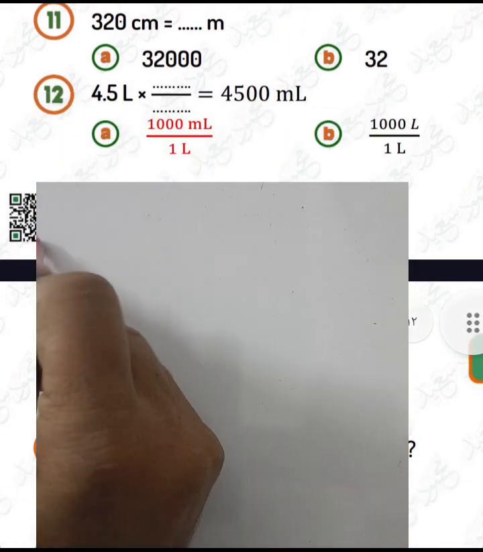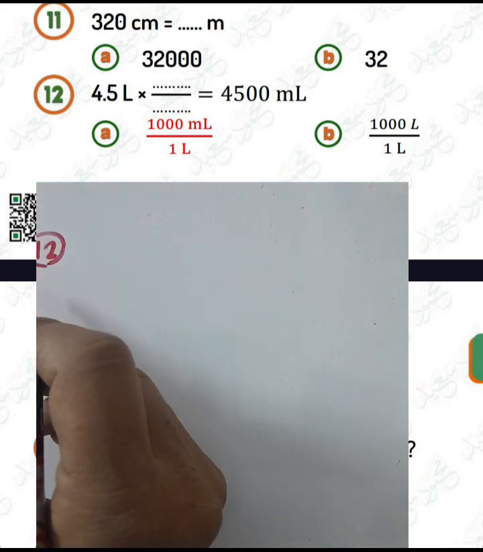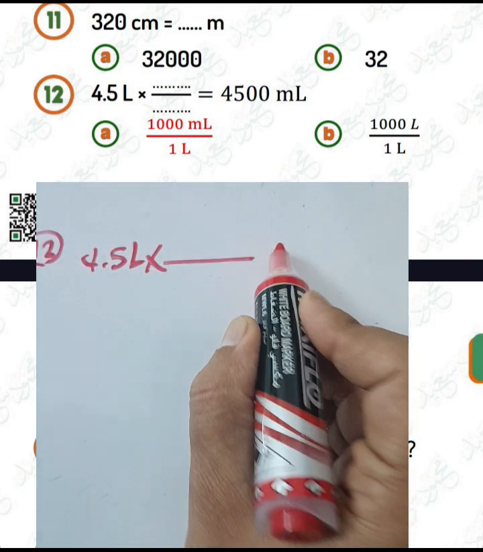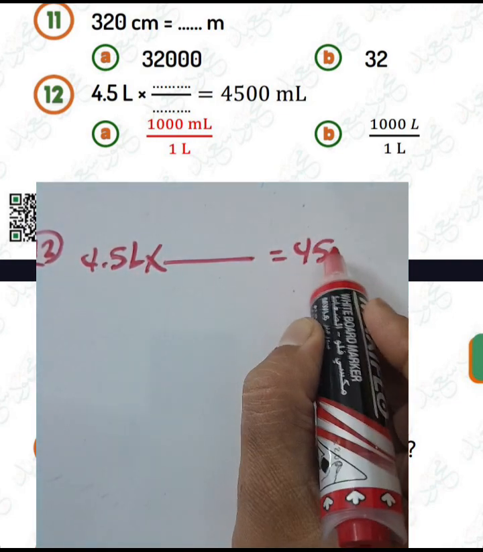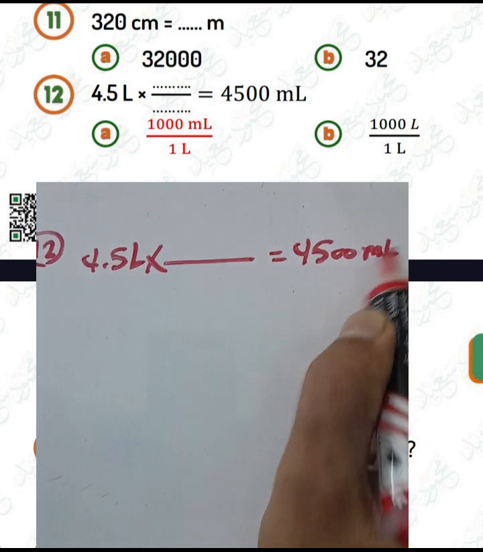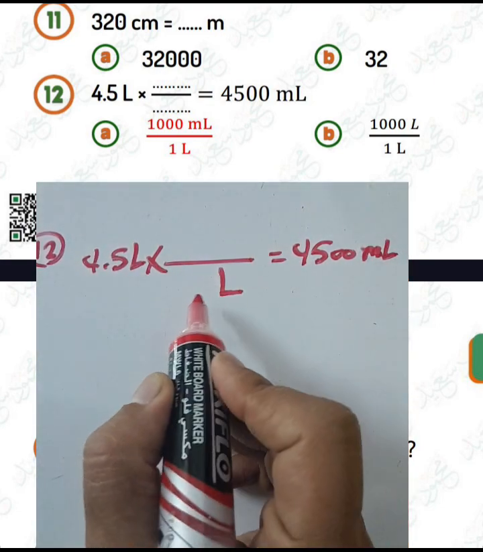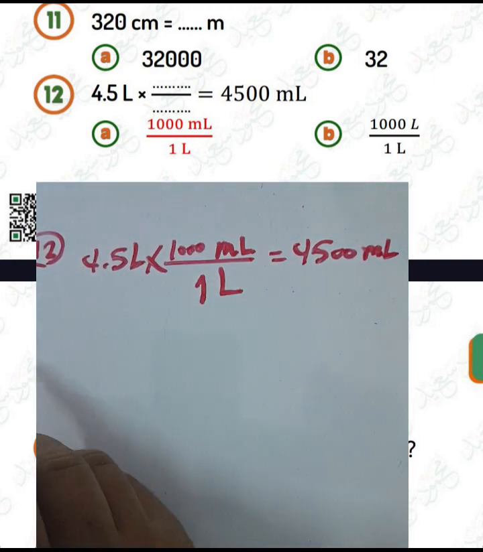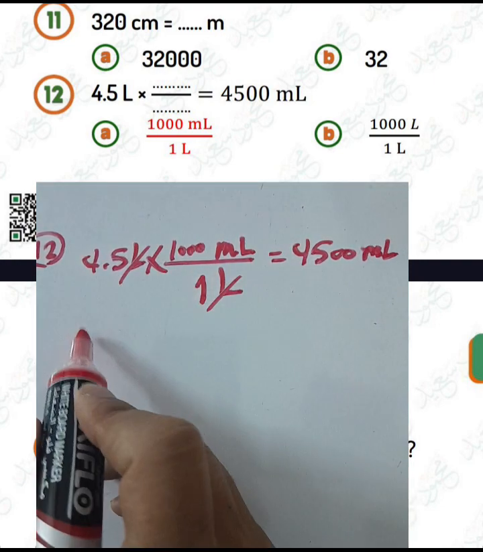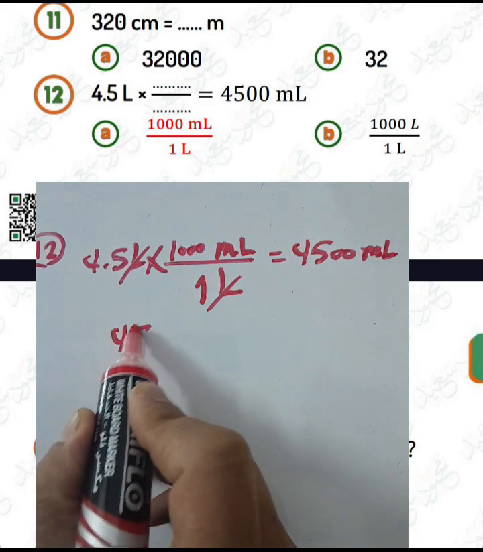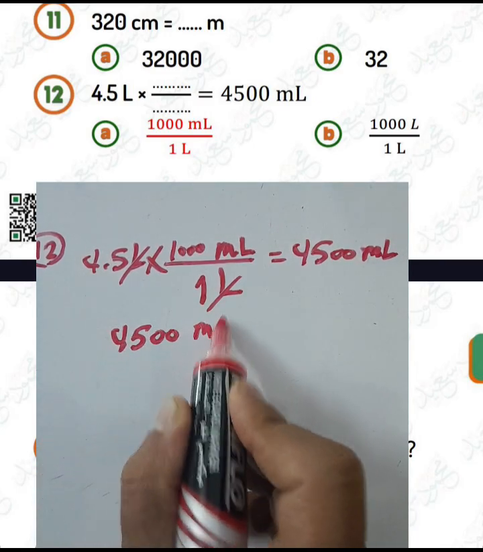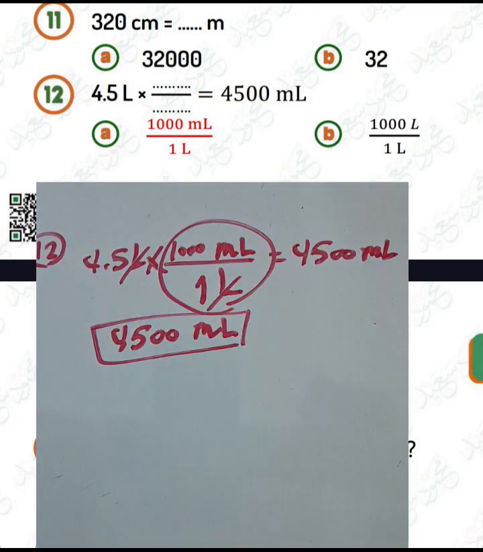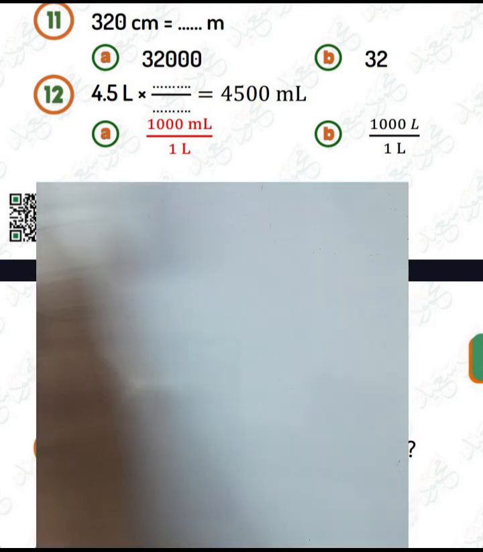In this example, question number 12, he wants us to use a conversion factor to find the result. 4.5 liter multiplied by what? To cancel liter, the result will be 4,500 milliliter. You write liter down and milliliter up. 1 liter equals 1,000 milliliter. You cancel liter by liter, and 4.5 times 1,000 is 4,500 milliliter. So we must write 1,000 milliliter over 1 liter. It's the conversion factor.